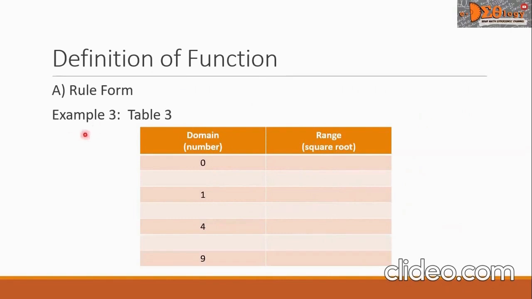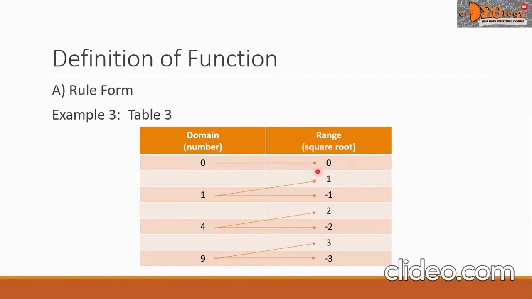Let's have example 3. We have this table 3. The domain is here with elements 0, 1, 4, 9. For this column is our range, and the rule is taking the square root of each element of the domain. So let us take the square root of the elements of the domain one by one.